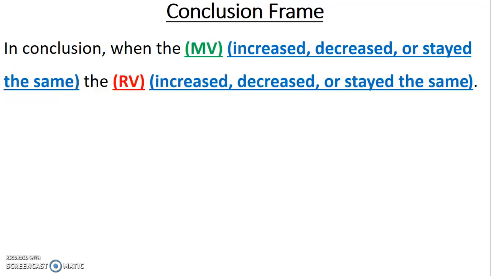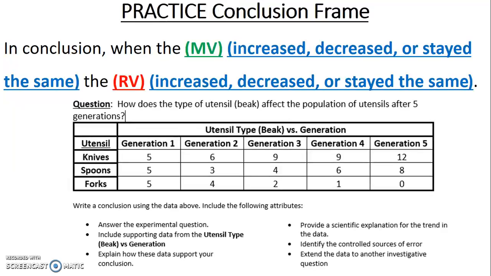So, here's our first sentence of our conclusion frame. We are going to be using this data, and our scientific question asks, how does the type of utensil, beak, affect the population of utensils after 5 generations? And so this is similar to your bird beak lab and data that you may have received there. And in some classes, maybe the knives won. In some classes, maybe the spoons, and in some classes, maybe the forks. Every year I do this, there's always different results.